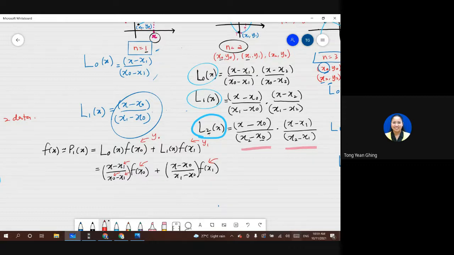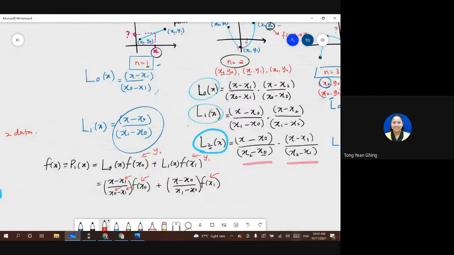And the value of x, which one? Let's say here, this one x0 is 1, this is 4. So let's say here x is 2. So we have to substitute the value of 2 here. This is 2, and then here this is a 1, this is a 1, this is a 4.